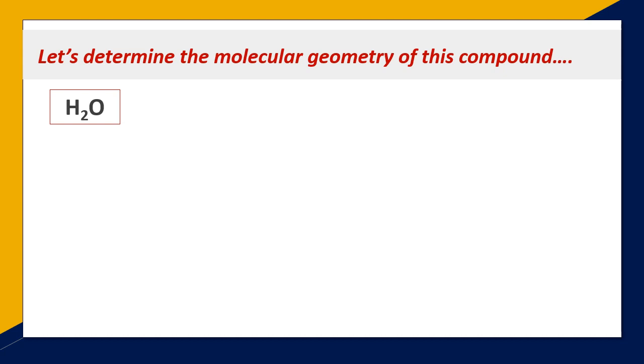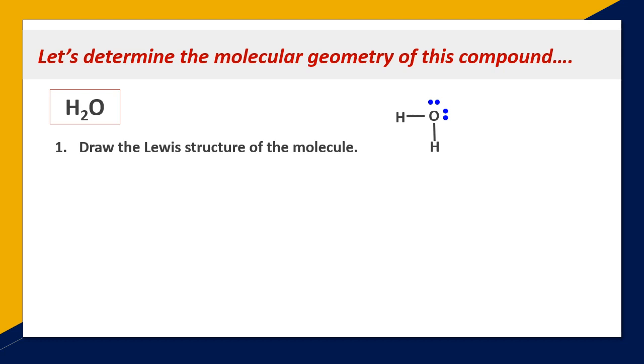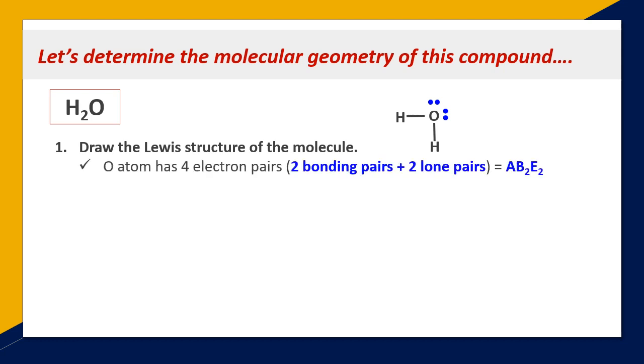Next, let's consider the water molecule. First, draw the Lewis structure of the water molecule. From the Lewis structure, we can identify that the oxygen atom is surrounded by 4 electron pairs. 2 of the electron pairs are bonding pairs and 2 are lone pairs. All the electron pairs are arranged in a tetrahedral.